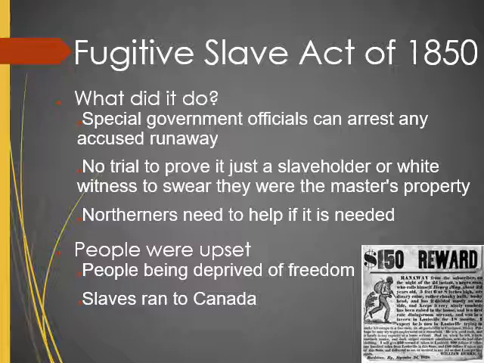So that really frustrated, really made angry the northern people, because not only were people deprived of their freedom and taken away from their families and stuff like that, but a lot of these slaves then decided to, or these former slaves, these runaways, ran away and they went up to Canada instead. And so instead of being a part of the workforce in America, they were part of Canada.